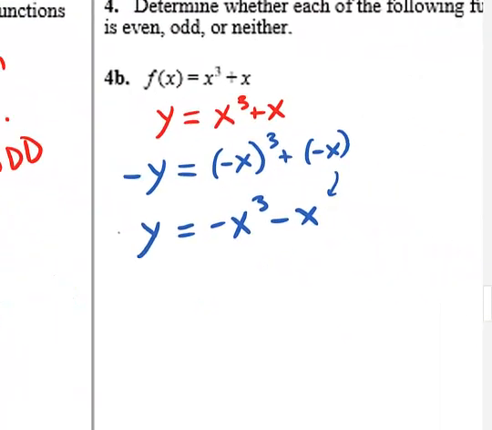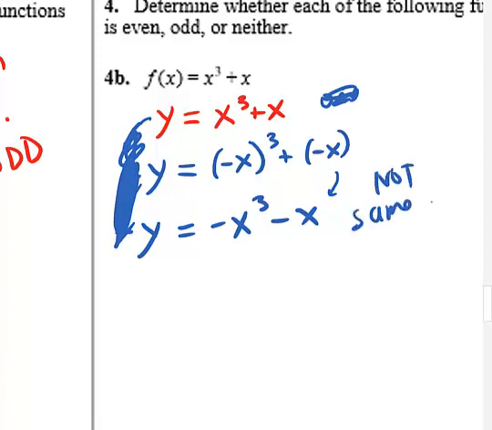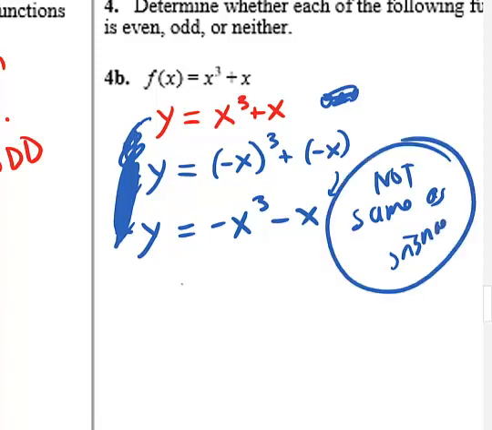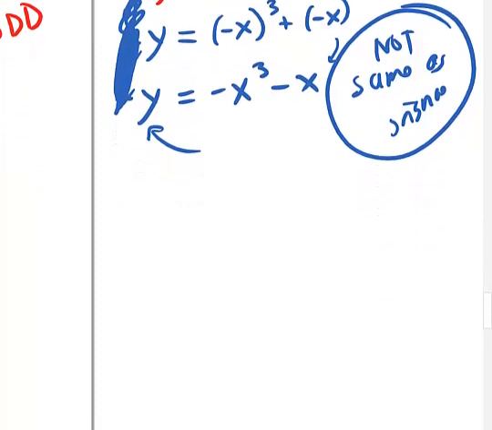Oh, I forgot to replace the y with a negative y. Sorry, because we're looking for origin symmetry. Oh wait, no. We're not doing that yet. Sorry. We're doing y-axis symmetry right now. But that is not the same as the original, because both x's became negative and the y is not negative, so if I try to divide the whole thing by -1, that's not going to work.